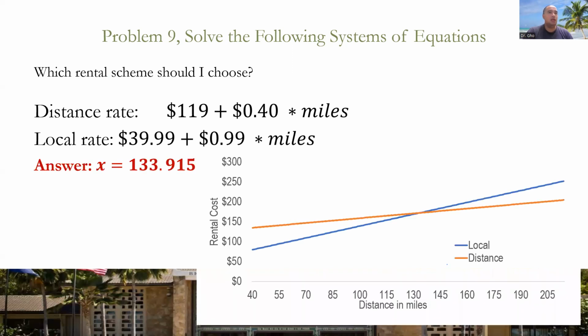cost-effective approach. And if we graph it out, well, we can either work through the substitution or the elimination method. I mean, really, these are both y equals 119 plus 0.4 times x, or miles, whatever variable you want to use. Set them equal to each other, and then work through the problem. You end up with about 133.9 miles. If you graph it out, it looks like this. So that means if I'm going to be going some distance less than 133.9 miles, I want to go for the local rate. If it was more than that, certainly want to go with the distance rate.